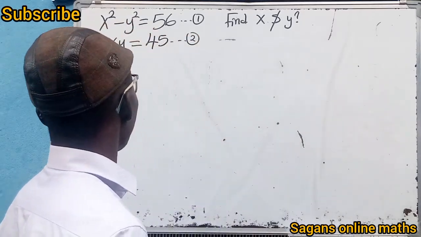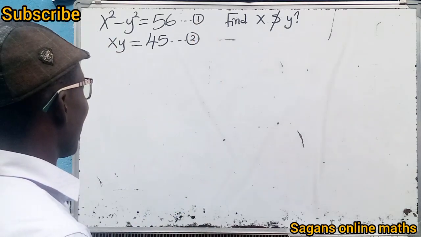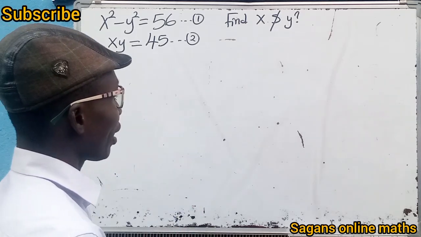Let's solve this question on the board. We are given that x squared minus y squared equals 56, which is equation 1, and x multiplied by y equals 45, which is equation 2. We are asked to find the value of x and y.